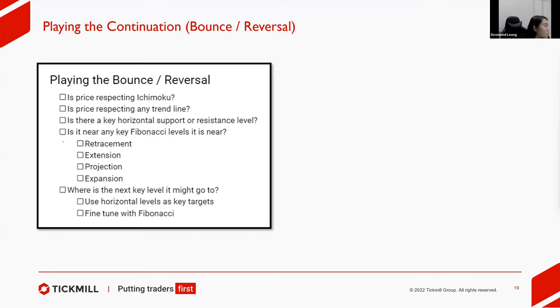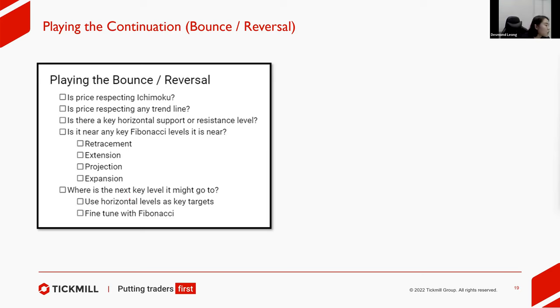I'm just going to go through it. We're going to see if price is respecting Ichimoku. That's the first thing we want to look out for when using Ichimoku. The other things are: is price respecting any trend lines? Is there any key horizontal support and resistance level? Is it near any key Fibonacci levels, such as Fibonacci retracement, extension, projection, or expansions? And where is the next key level it might go to, because we're going to use that for our take profit zone.